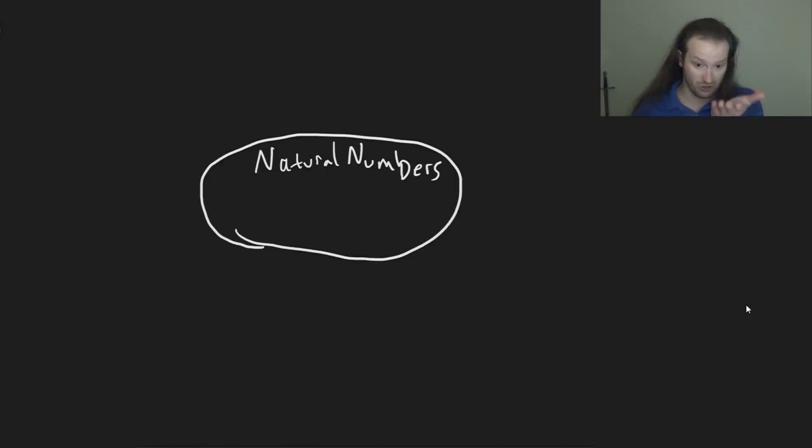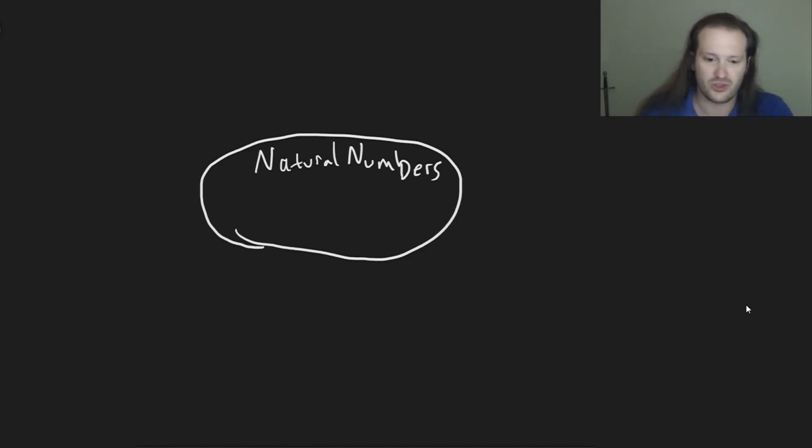Like when you learned what numbers were in even kindergarten or whatever, you would go 1, 2, 3, 4. These are the counting numbers. These are the natural numbers. Oh, and if you are either German or know American Sign Language, it's 1, 2, 3, 4, like that.